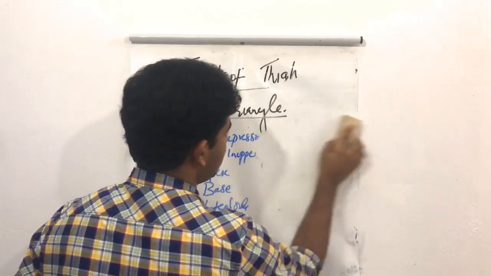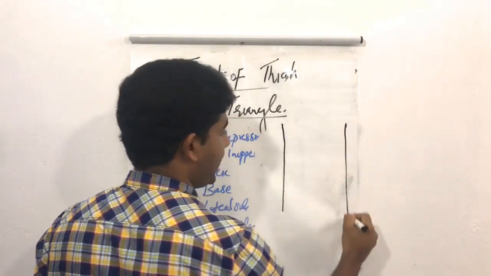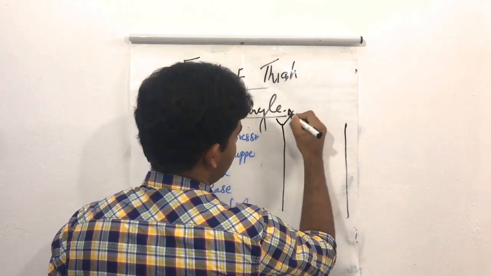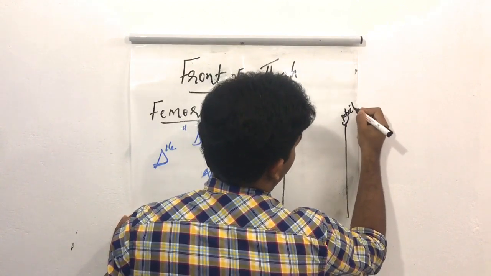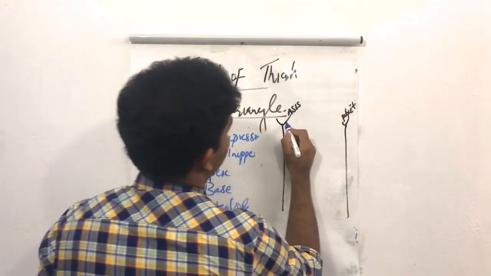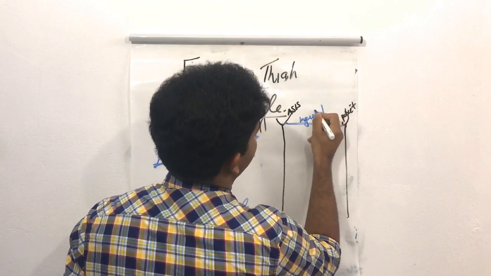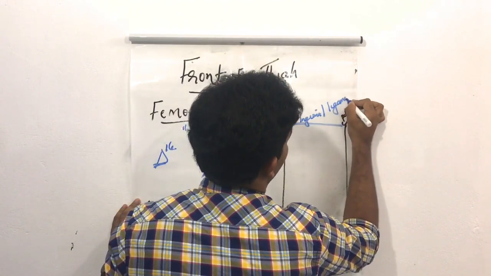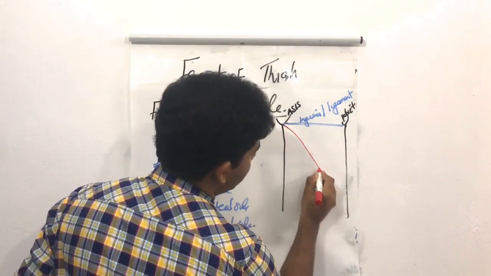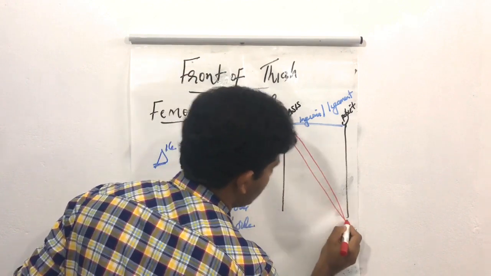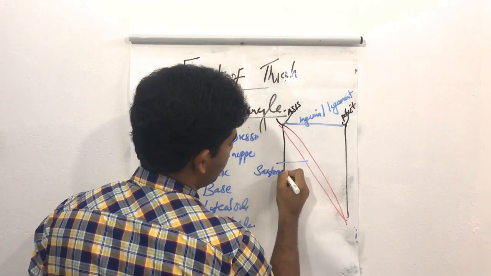Okay. Let me rub this one. Here I am drawing again the thigh region. Here you have the ASIS, anterior superior iliac spine. Here you have the pubic tubercle. And there is a ligament running like this. This is known as the inguinal ligament. Then you have a large muscle running like this. That muscle is known as the sartorius muscle.